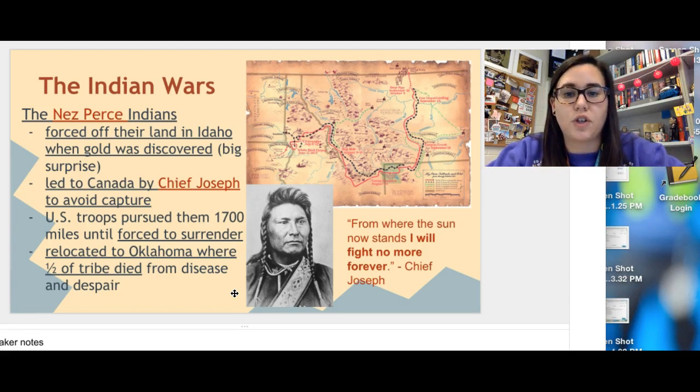The Nez Perce were another tribe that attempted to stand up against the U.S. troops. They lived in Idaho, and they were forced off their land whenever gold was discovered. They were asked to give up about 90% of the land that they inhabited. So, under the leadership of Chief Joseph, they fled to Canada to avoid capture by the U.S. troops. Troops pursued them for 1,700 miles until they finally caught up to them and forced the Nez Perce to surrender. They were then relocated to Oklahoma, where approximately half of the tribe died from both disease and despair following their relocation. Chief Joseph said, "From where the sun now stands, I will fight no more forever."